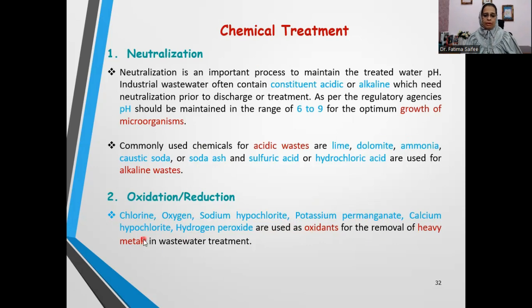For the removal of heavy metals in wastewater treatment, these are the oxidants that we are using, because these substances have a complex nature when they react with the metals. That's the reason it will make chelants or complex compounds and we can easily recover the heavy metals.